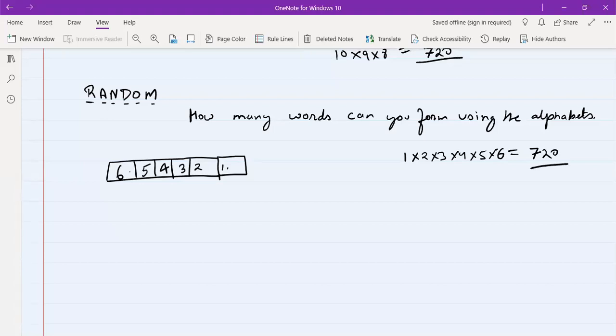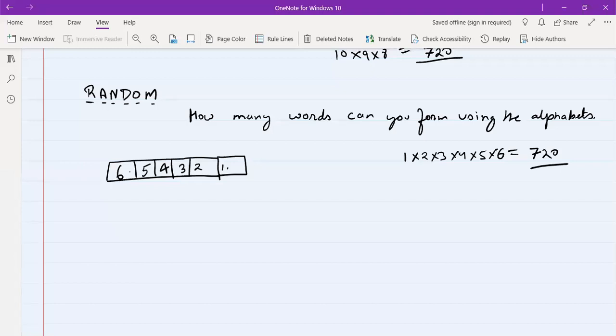Tell me, got it? Yes or no? Got it? Yes, Darshan, Vikas, very good. Yes, Bhavani, very good. Okay. Navya, you got it correct? Yes? Okay, very good.